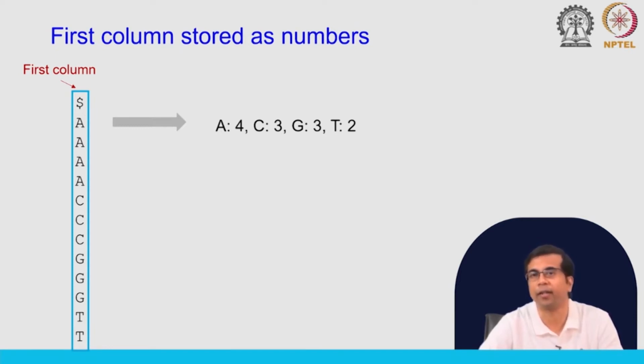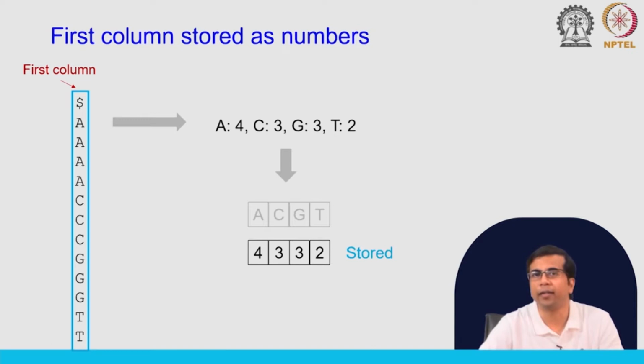You can count how many A's, C's, G's, and T's you have, and then simply store this as 4332. You do not even need to store ACGT, because we know we will have these 4 letters. If you have 4332, we can immediately derive that we have 4 A's, 3 C's, 3 G's, and 2 T's. This is very efficient, storing just 4 numbers. You do not need to store all these letters and how they appear. You can recreate this first column very easily if you just have 4332 or something like that.